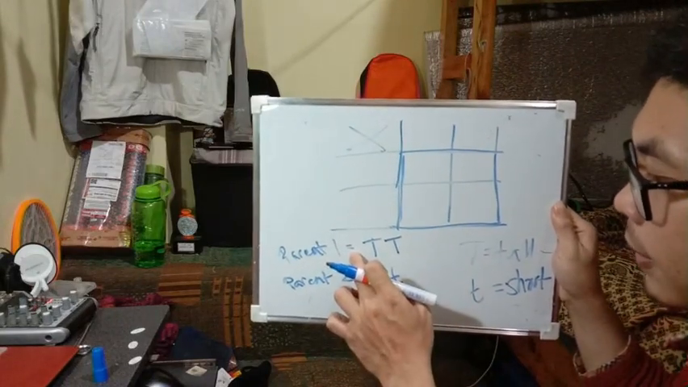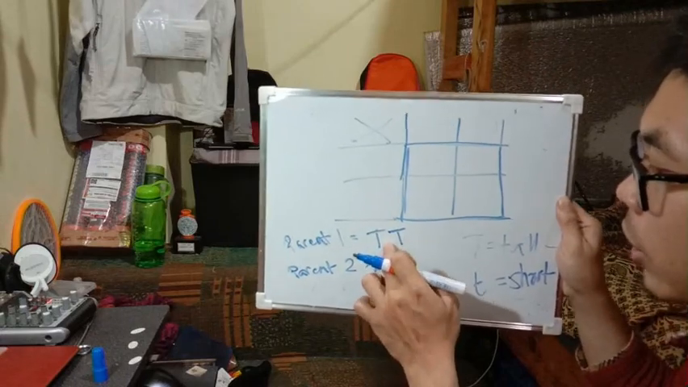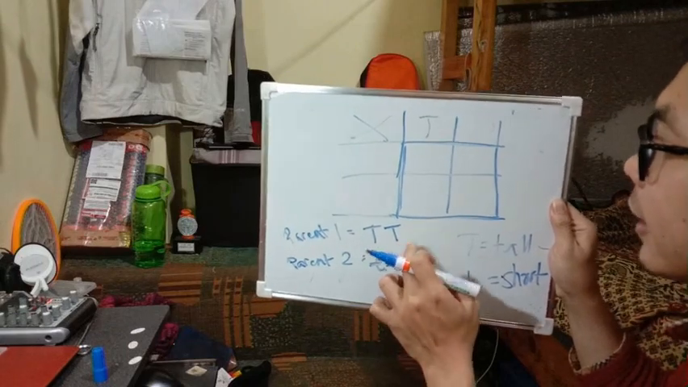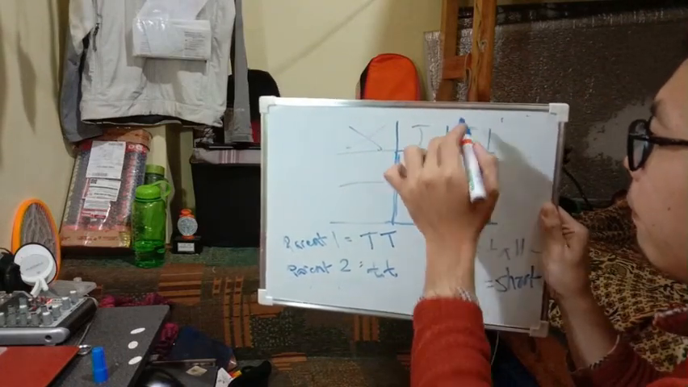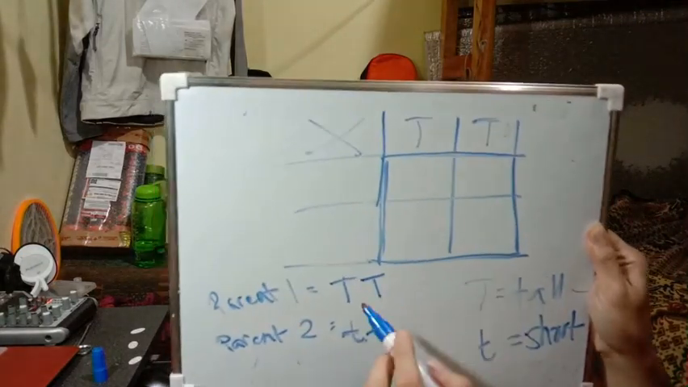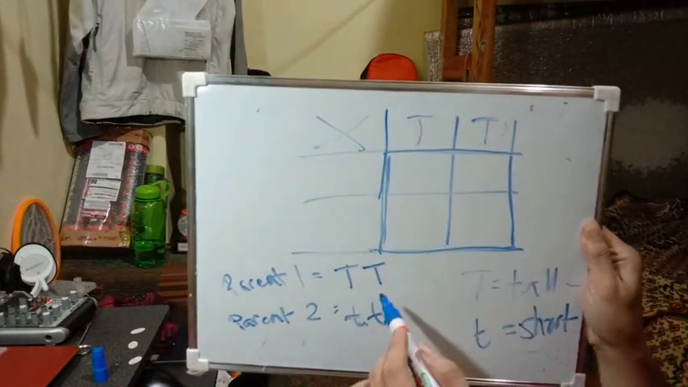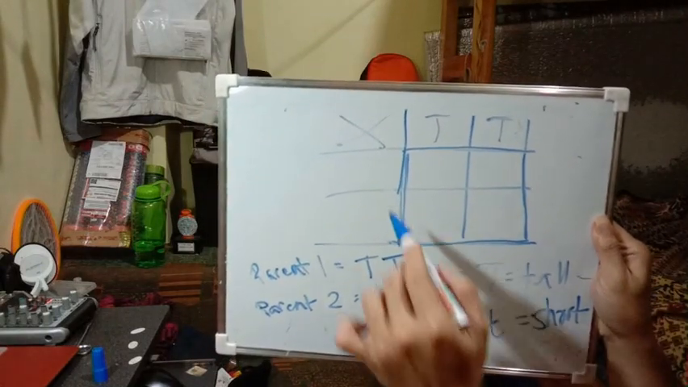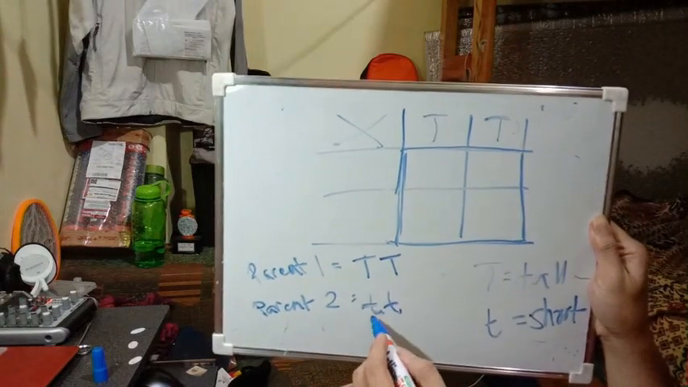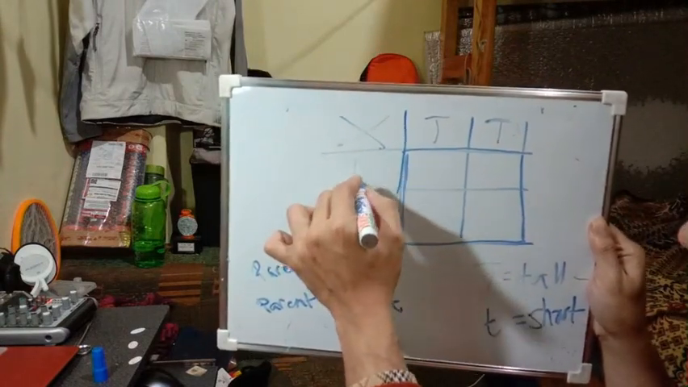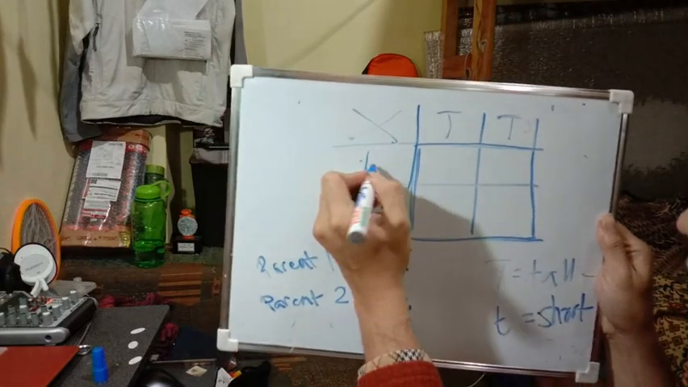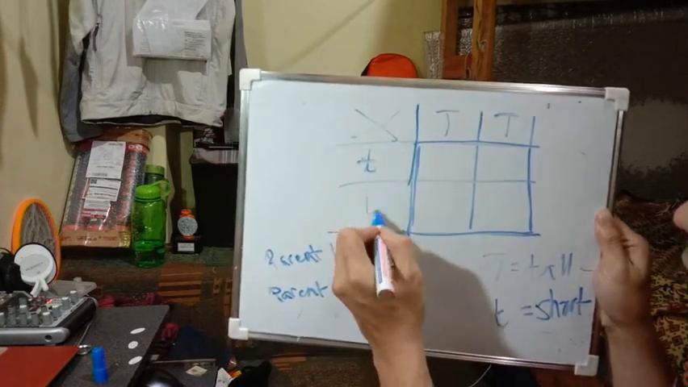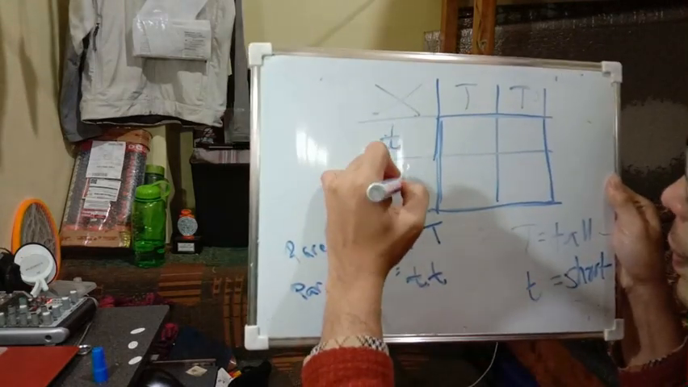Parent number 1, homozygous tall. So this first T, we write here. This second letter T, we write here. And according to the instruction, the second parent we write on the left. So this first small letter t, we write here, and the other small letter t, we write here. Alright?